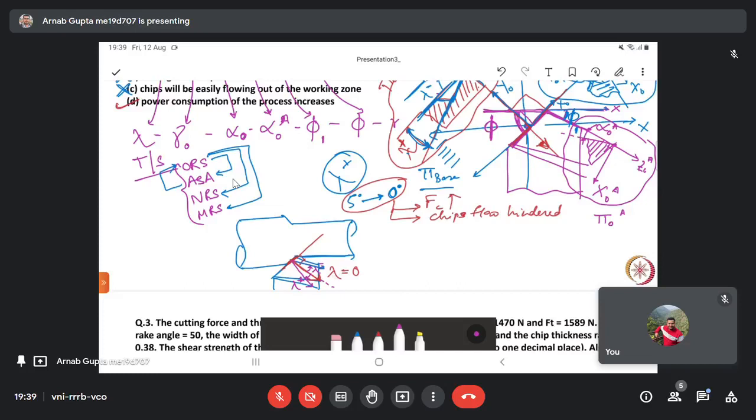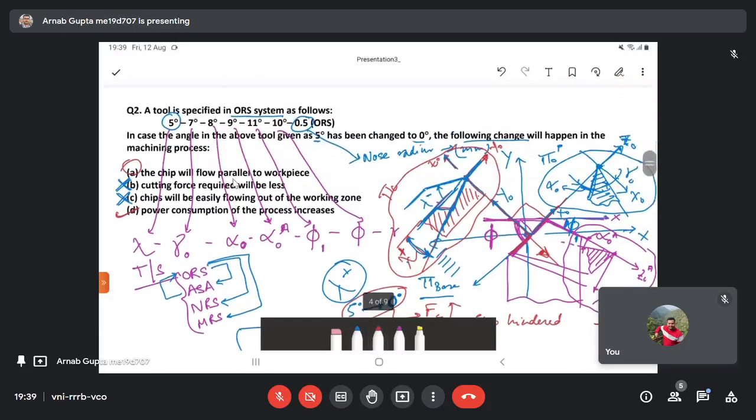And for lambda equal to 0, it will be perpendicular to the workpiece, we may say. So I don't think it will be parallel to the workpiece. Rather, it should be perpendicular to the workpiece. So A is also wrong. So option D is correct. Your power consumption will increase.